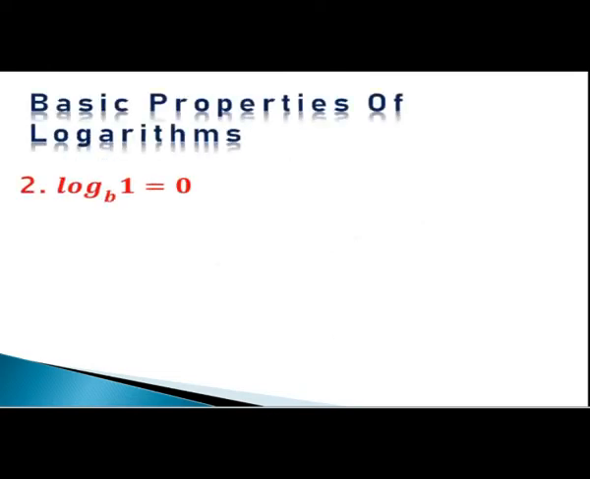The second property states that the logarithm of 1 with base b is equal to 0. This property is also equivalent to the exponential property with a 0 exponent. If we try to rewrite this property into exponential form, for example, the logarithm of 1 with base 7 equals 0 is also equivalent to the exponential 7 raised to 0 equals 1.